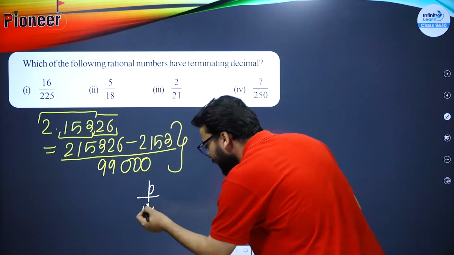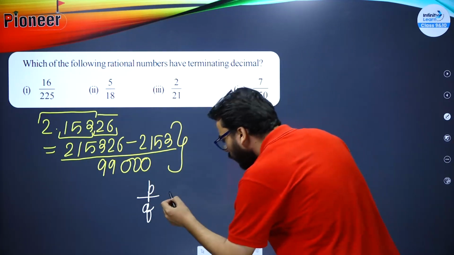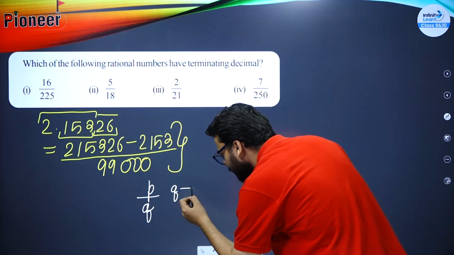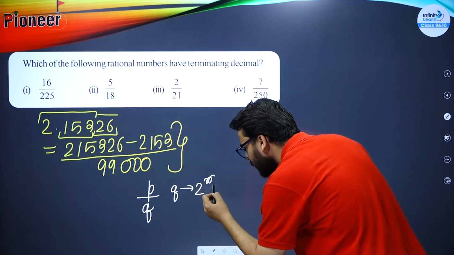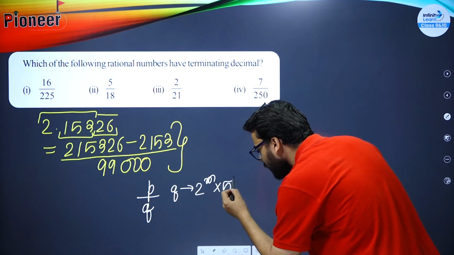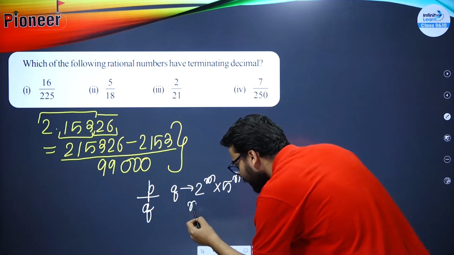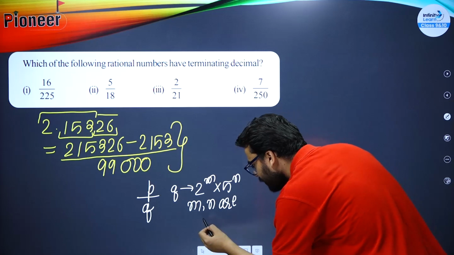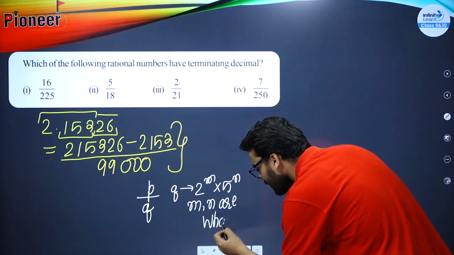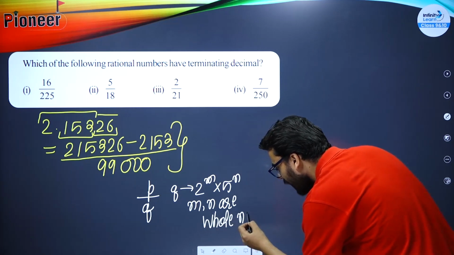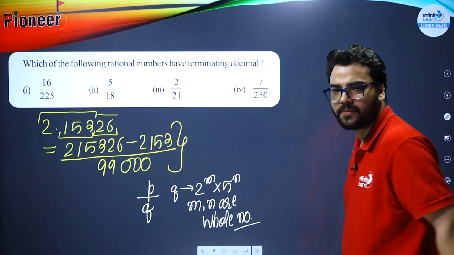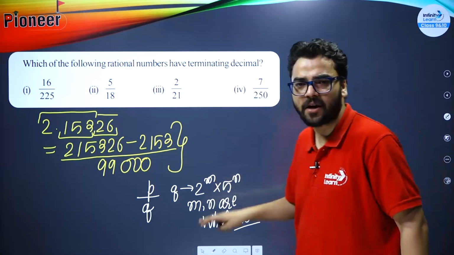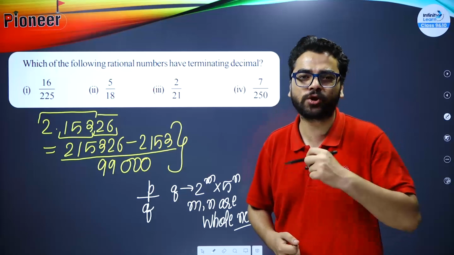It will have a terminating decimal representation when the denominator is of the form 2 raised to the power m into 5 raised to the power n, where m and n are whole numbers. It means they can be 0 as well. M and n are whole numbers, so they can start from 0, 1, 2, 3 and so on.